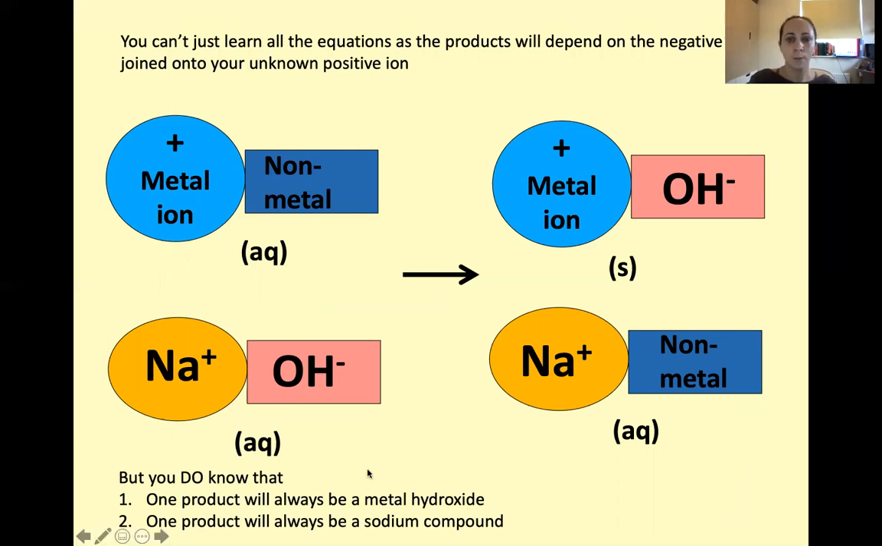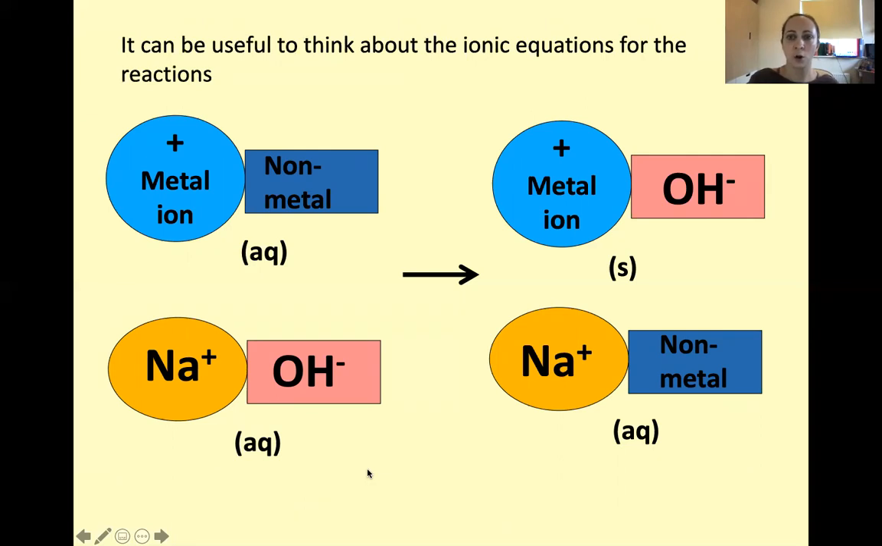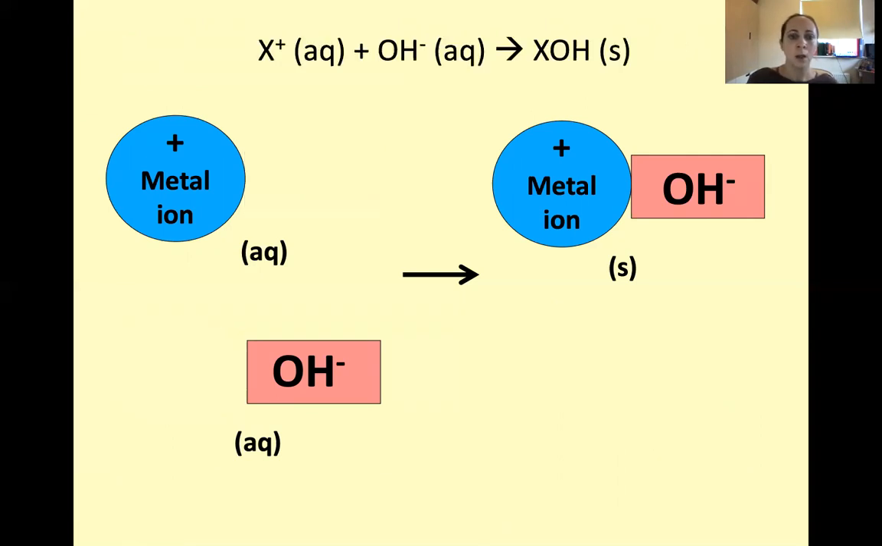It can be quite helpful to think about this in terms of ionic equations. So thinking first of all, our metal ion is positive, our hydroxide ion is negative, and so our metal hydroxide ends up being neutral.